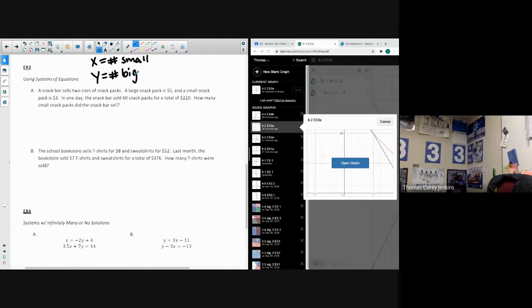Okay, so with this type of problem, you're going to have one equation set to 60. So that's for our total, all right? So our total sold is just going to be some number of smalls plus some number of bigs equals 60. And then our other one's going to be for the money. Here's where you bring in your coefficients, right? So it's $3 per small pack. So we're going to do that's 3x plus $5 per big pack. So 5y, and then we raise 220.